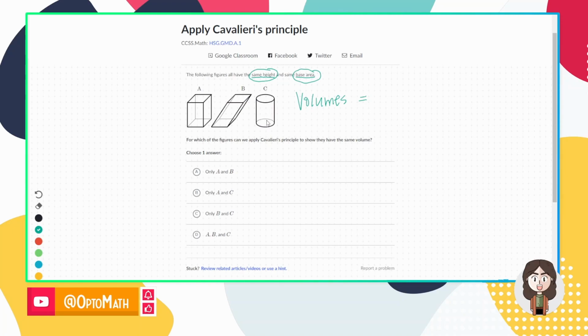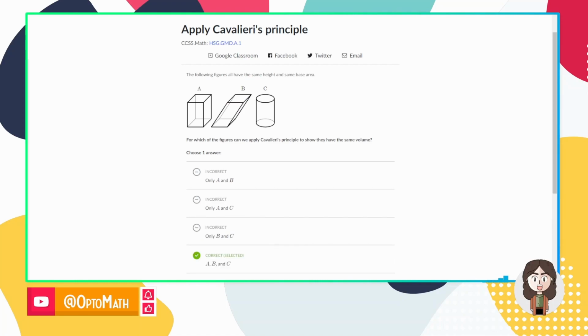Notice that the shape of the base for C is different than the shape of the base for B and A. However, they do have the same areas, which is what the principle goes off of. Not the same shape, but the same area. For which of these figures can we apply Cavalieri's principle to show they have the same volume? So we just discussed that since they all three have the same height and base area, it should be all of them. So let's check it. And we're correct. Let's do one more on this assignment.